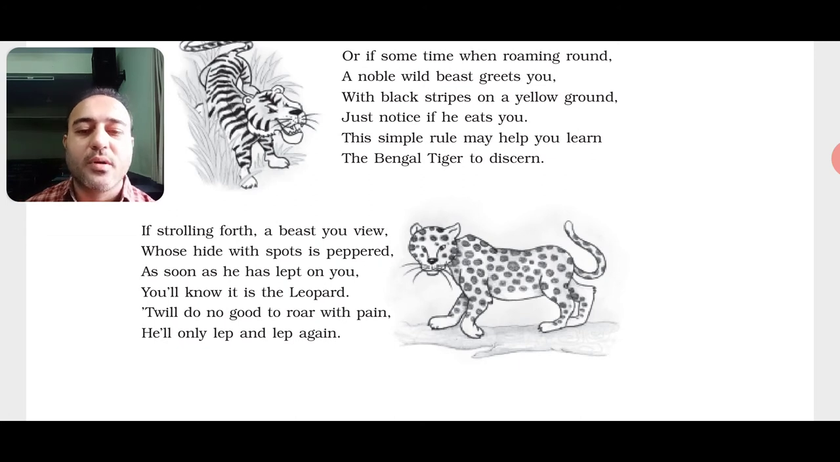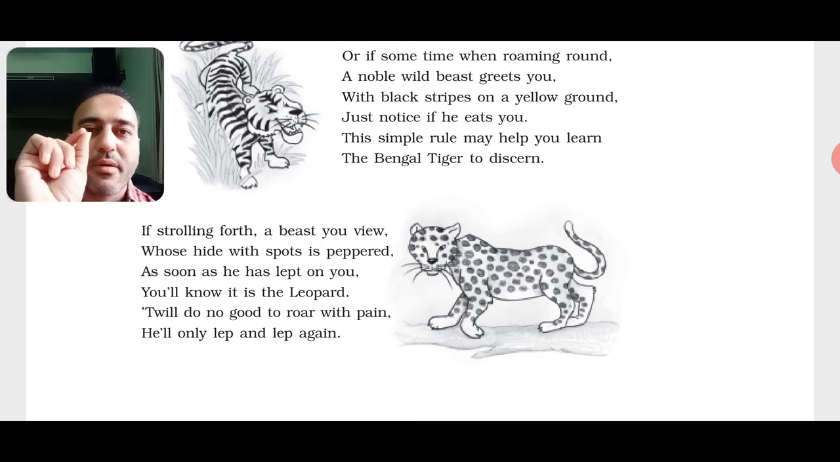Then next comes the leopard, right? So here we can see the animal having black spots, pepper like spots on its body, right? And this animal is a leopard. So we'll first read out the poem and I'll try to explain it to you. Okay, if strolling forth, right, strolling means walking casually. Okay, if strolling forth means forward, a beast means animal, you view, whose hide means skin, with spots is peppered. We have heard about black pepper, right? It is a small round black colored spice. Okay, so the same kind of black spots are seen on the skin of the leopard. So here peppered means spots.